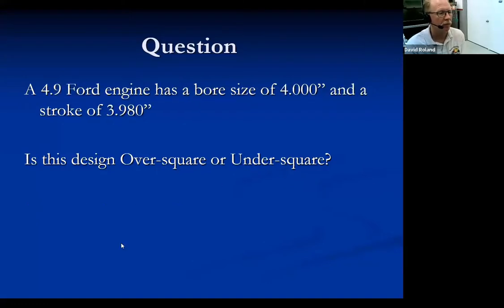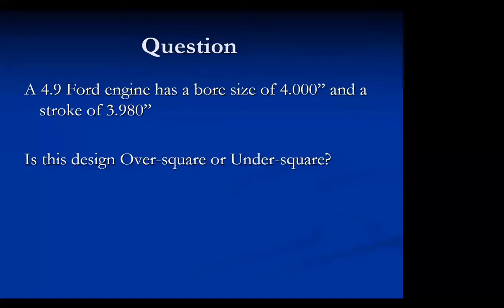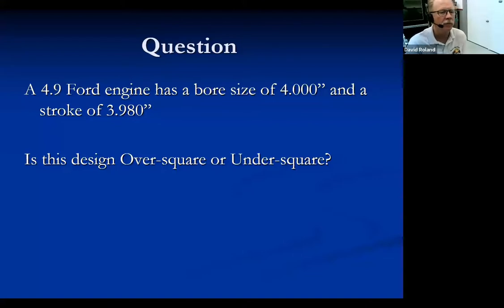Here's another example. A Ford 4.9-liter engine, that's a modern engine, has a bore size of 4 inches, so it's got a 4-inch piston in it, and a stroke of 3.980. Is this engine over square or under square? Over square, yes. Correct. Ding, ding, ding, ding. You get a prize.